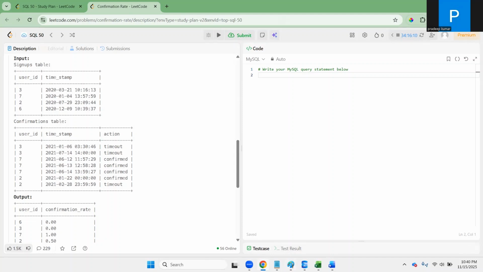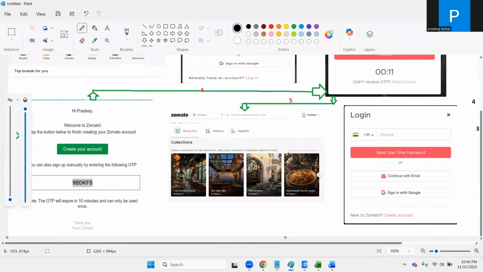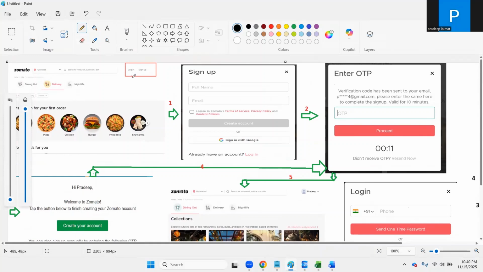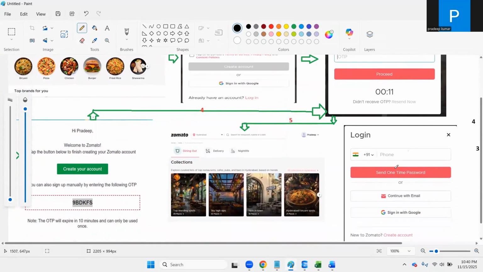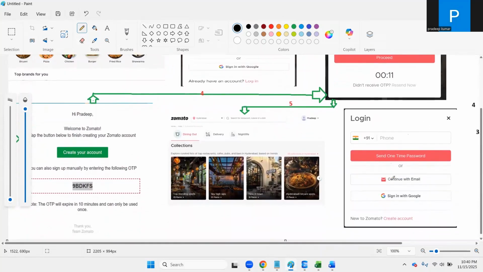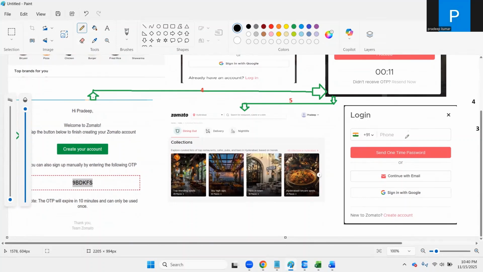He lands on Zomato. Because he's an existing customer, he just clicks on the login page, and it will navigate to this page. Now he has two choices: either he can enter the phone number, or he can sign in with the Gmail ID. So this page will authenticate whether the user is an existing user or not.